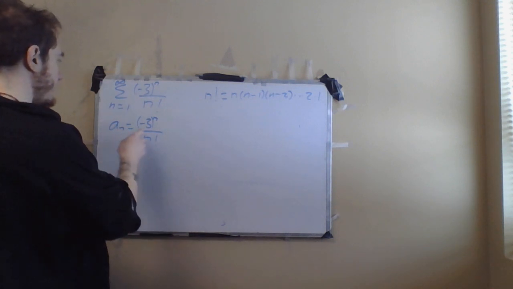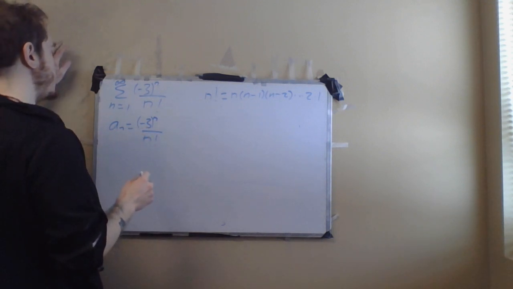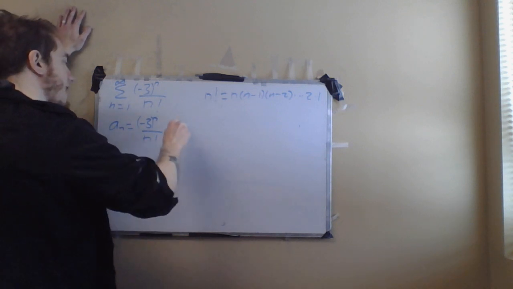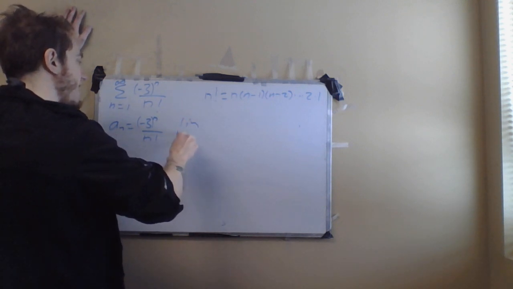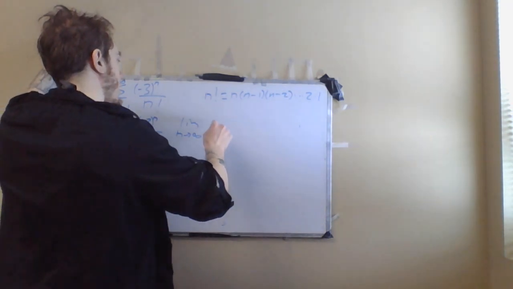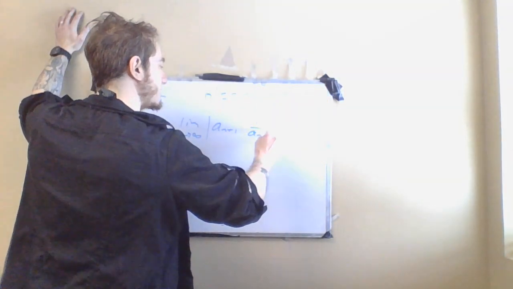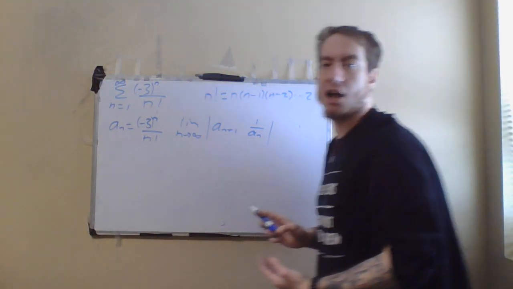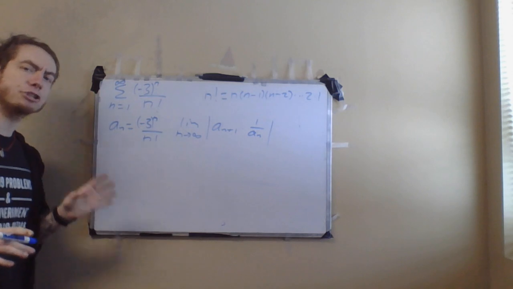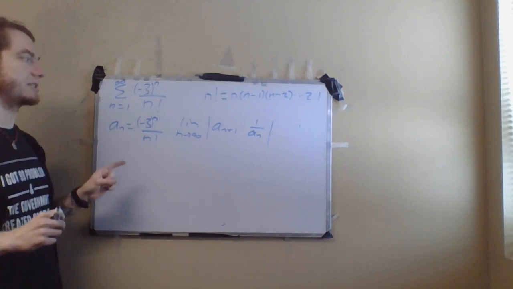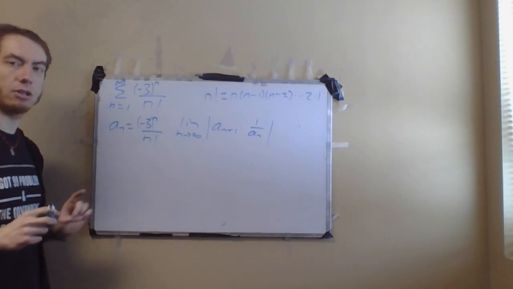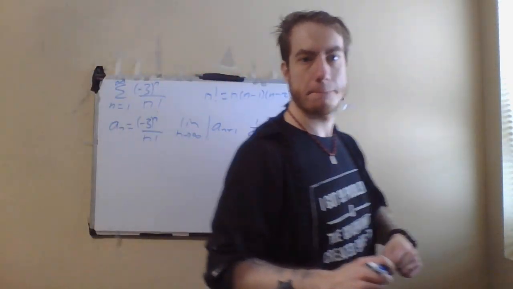So here's my a sub n, and then what I'm going to do is look at the limit as n goes to infinity of the absolute value of a sub n plus 1 times 1 over a sub n. In fact, why don't you pause this for a moment and see if you can figure this out for yourselves. It's not actually as bad as you might worry it's going to be. Things really do cancel in a fairly nice manner.